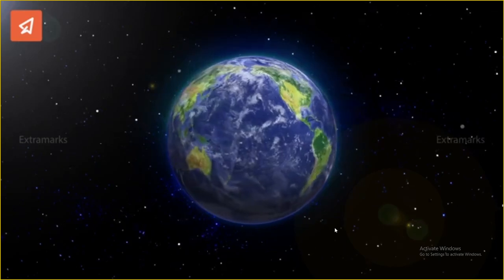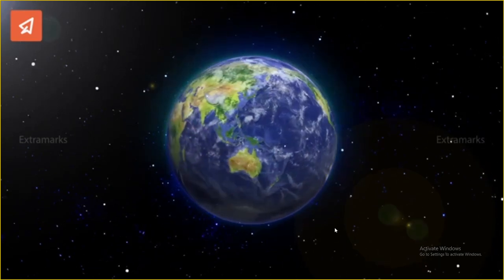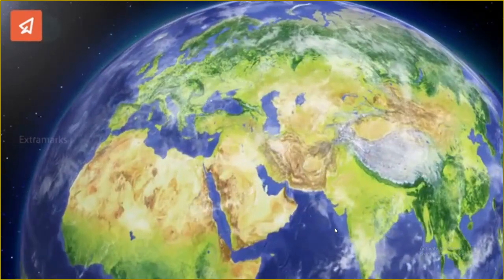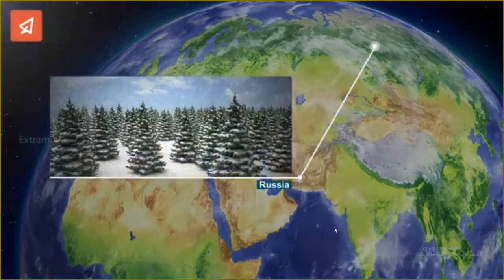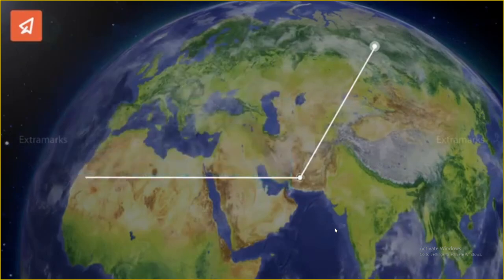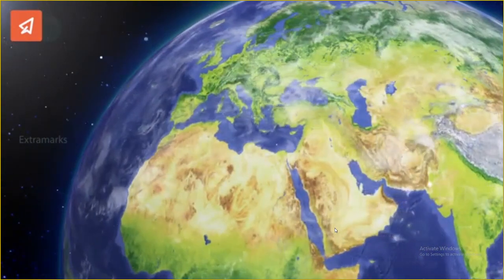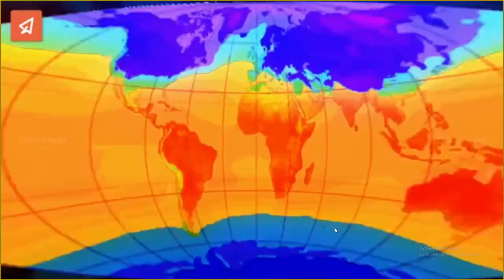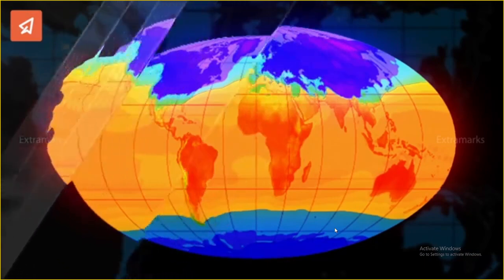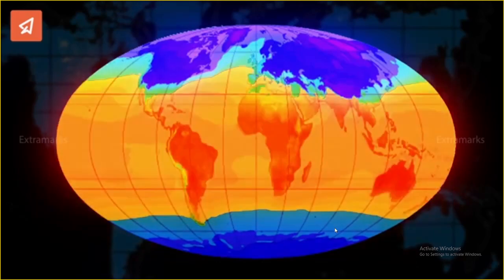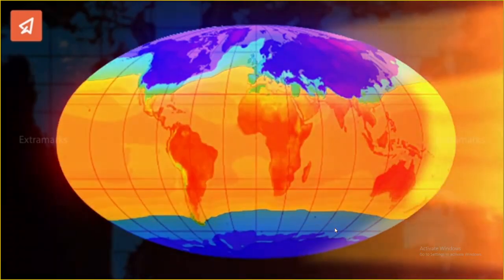Why do we call these latitudes significant? We already know that they help us in determining locations. Have you ever wondered why some places are cold all year round, like in Russia, while other places are always hot, like the Thar Desert? These latitudes are also important as they divide the Earth into different climate zones based on the amount of sunlight received by each zone. Let us look at the globe.